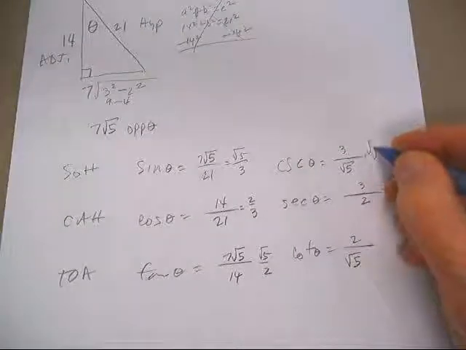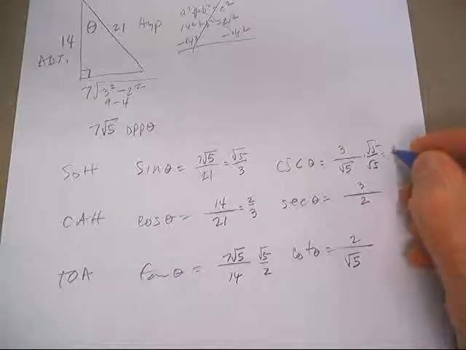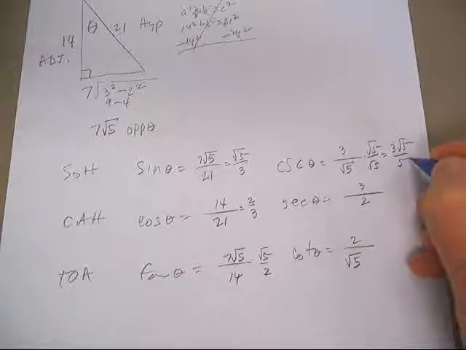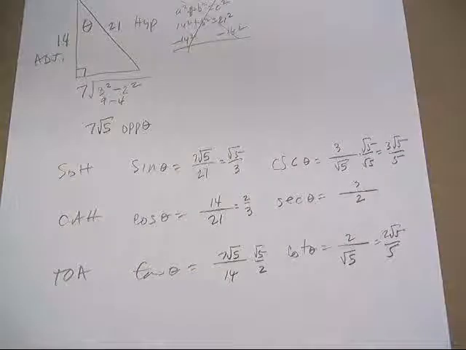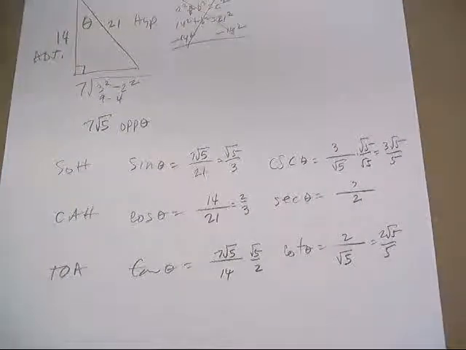Then you'll want to do root 5 over root 5 on these. After you've done a few of these, you should be able to just write it. We know this is going to be 2 root 5 over 5. And we're done on that one. We'll return.